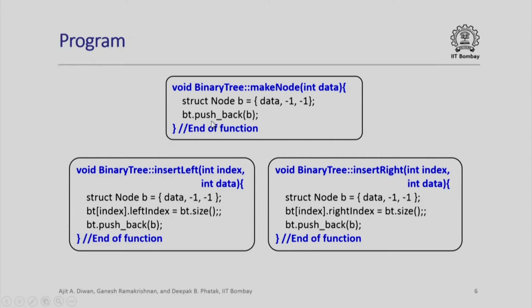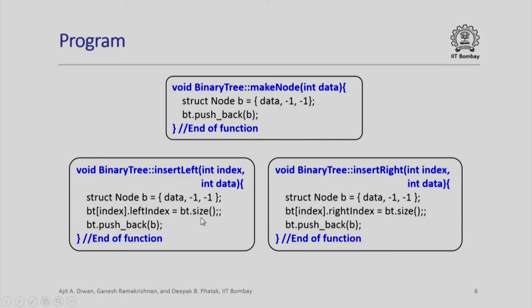We use pushback. Pushback B will actually create a node with B which will have data and -1 to represent both left and right indexes, because there is no child at the moment. Here is an insert left function, say struct node B which will have data and -1 as the initial values. Now, we say left index of the BT index is to be assigned the value BT dot size.